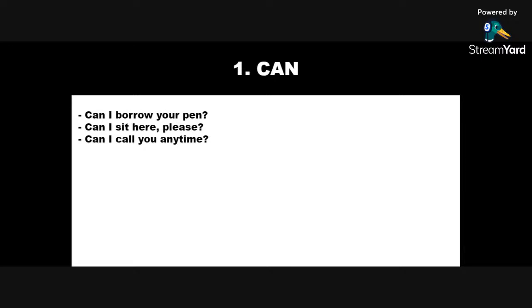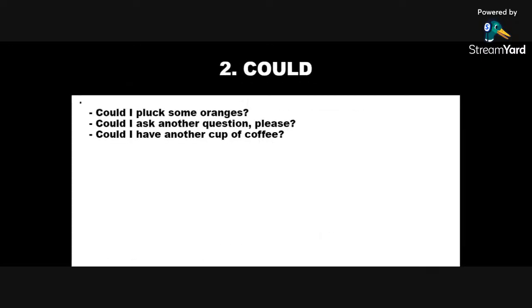Can is a modal auxiliary verb and is one of the modals you can use to express politeness. Now, can I is used to ask for permission in informal situations. You can use this to ask for permission from your close friends, from your colleagues, or from the people that you are closely related to. For example, can I borrow your pen? Can I sit here, please? Can I come in? Can I call you anytime? All right, so these are all ways of asking using can.